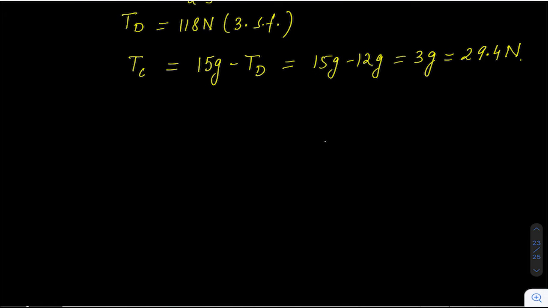Now what's happening is, okay, so this is my rod AB. So this was the point C. So this is my tension at C. This is my tension at D. There was center of mass at E. So this is 15G.